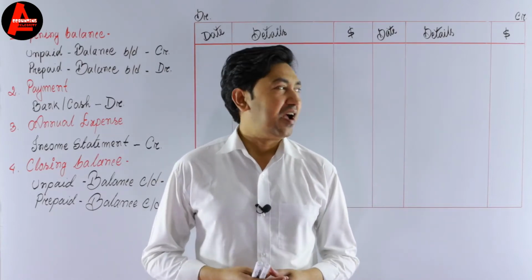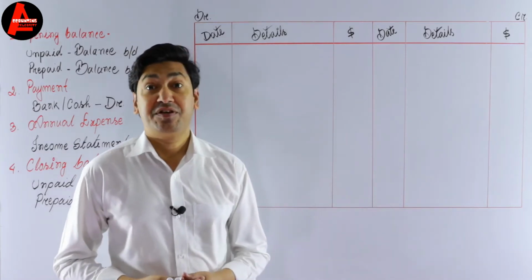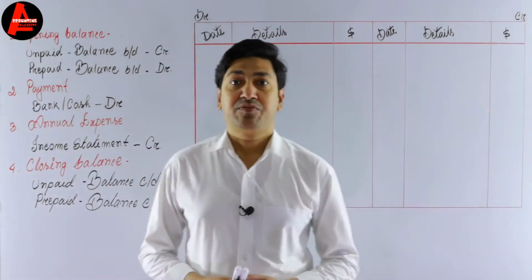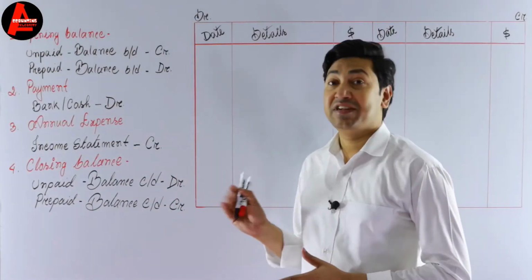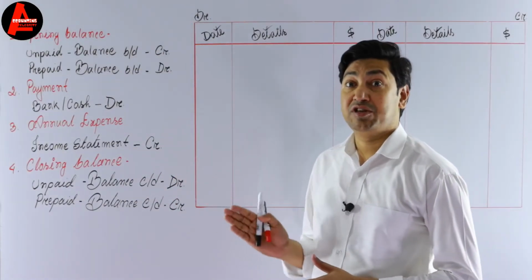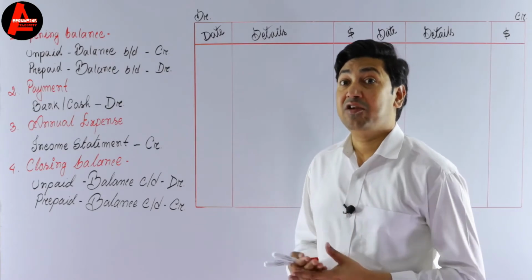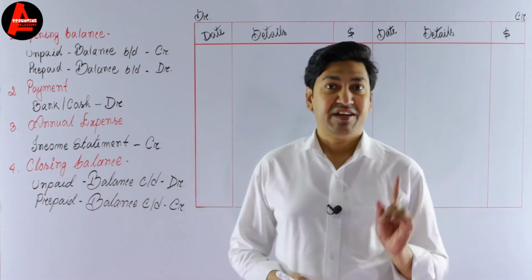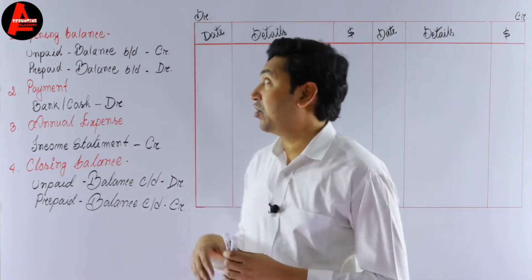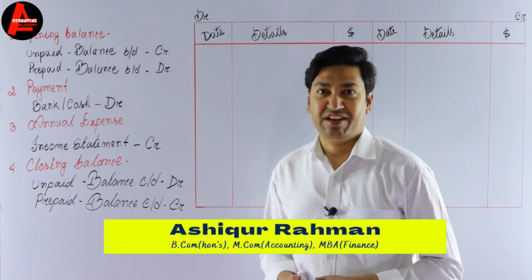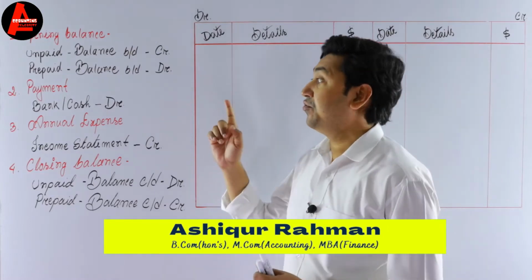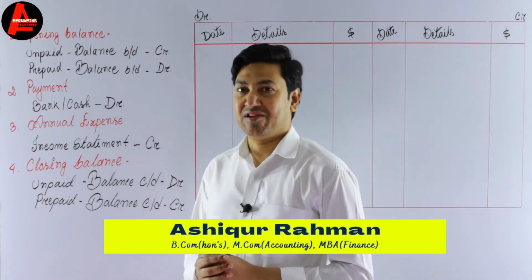Today in this topic, I'm going to show you how to prepare the insurance account. So let's get started. First of all, we will know how to prepare this account, what procedures to apply here. Then we will see an example. We will solve this example here, okay? Very good. So, what items are included here in the insurance account? You see 4 items will be included.